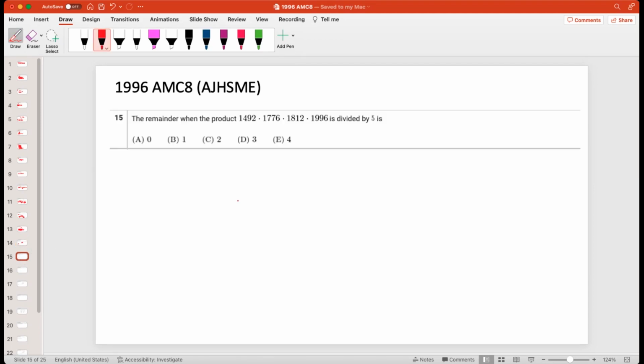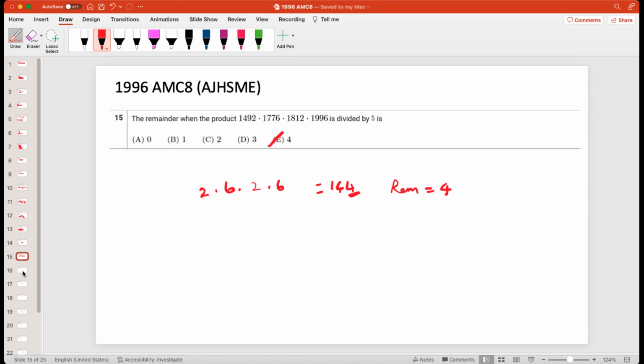Next, 15th. The remainder when the product 1492 times 1776 times 1812 is divided by 5. Very simple. You just need the units digit to see what the remainder is. So let's just multiply the units digits. 2 into 6 is 12, so I'll say 2 into 6 into 2. So 12 into 12 is going to be 144. So if the units digit is 4, and this is divided by 5, the remainder will be equal to 4. Correct? So your answer is E.